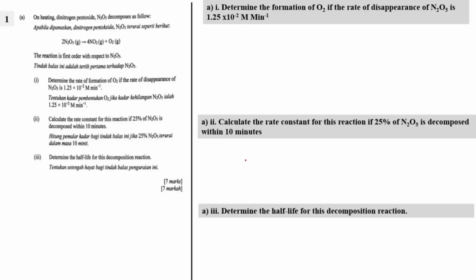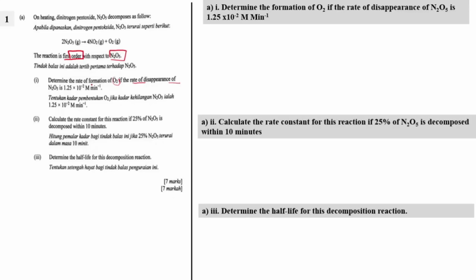For question number 1, on heating, dinitrogen pentoxide, N2O5, decomposes as follows. 2 mole of N2O5 gas will decompose to produce 4 mole of NO2 gas as well as oxygen gas. This reaction is first order with respect to N2O5. For question A1, we need to determine the rate of formation of oxygen if the rate of disappearance of N2O5 is 1.25 times 10 to the power of negative 2 molar per minute.